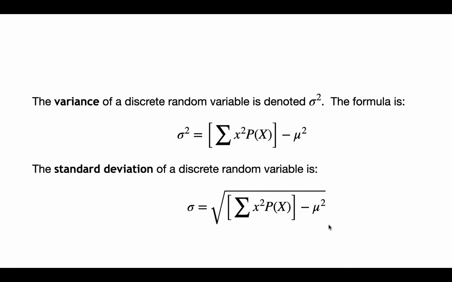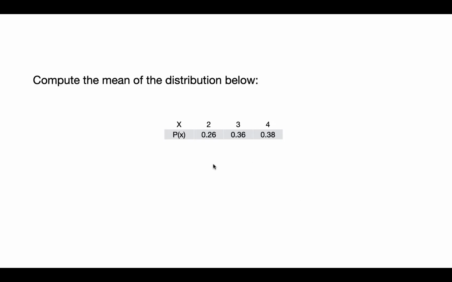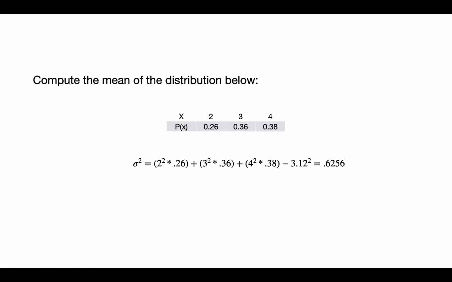So let's see this in action. Again, the formula says take 2 and square it, multiply it by its probability. Take 3 and square it, multiply it by its probability. Take 4 and square it, multiply it by its probability. Add all of those up and then subtract the mean squared. Notice that this is exactly what I did. If you'd like, please feel free to pause the video and double check the computation. This will be your doing it by hand.